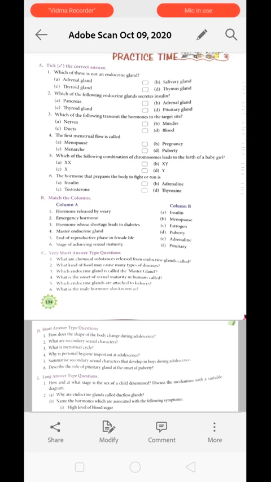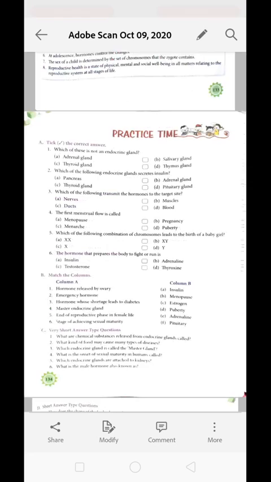Next, the first menstruation flow is called menarche. Option C is your answer. Which combination of chromosomes leads to the birth of a baby girl? It is XX, so option A is the correct answer. Next, the hormone that prepares the body to fight or run is adrenaline. The adrenal gland secretes adrenaline, which is called the emergency hormone, and this hormone is released during a fight.